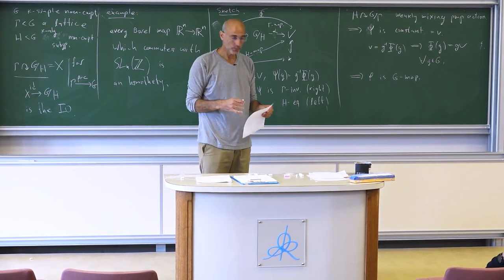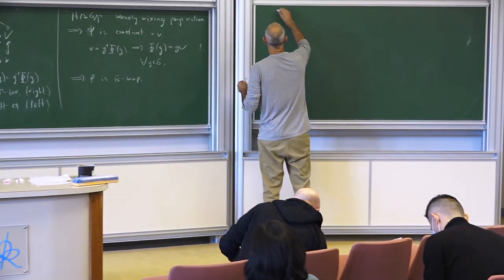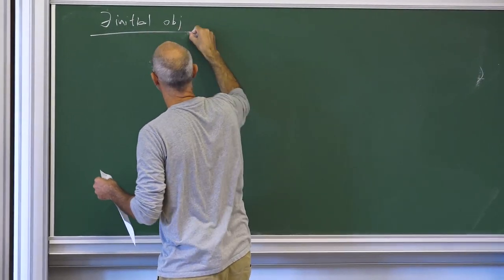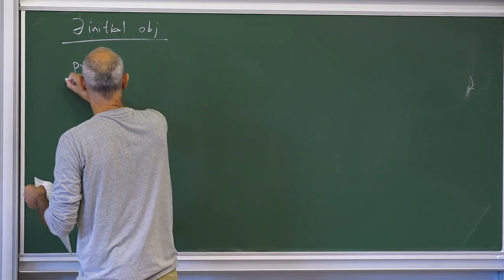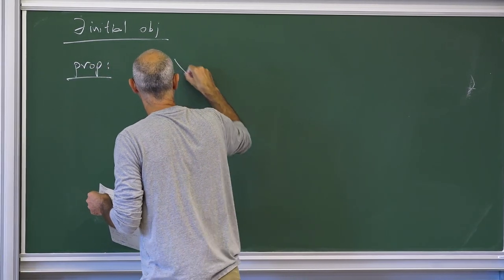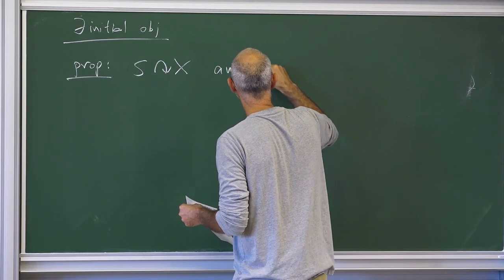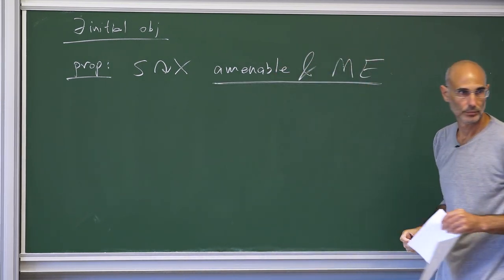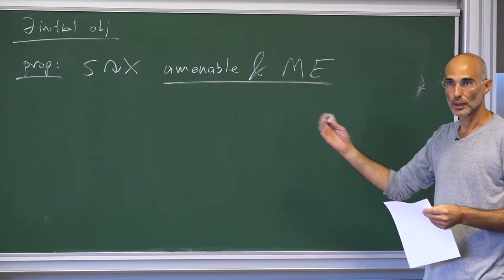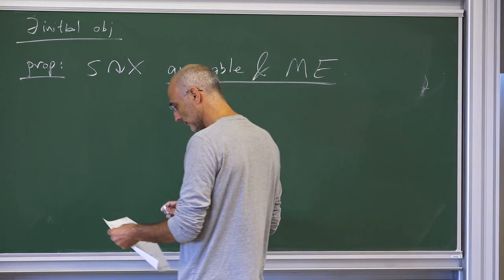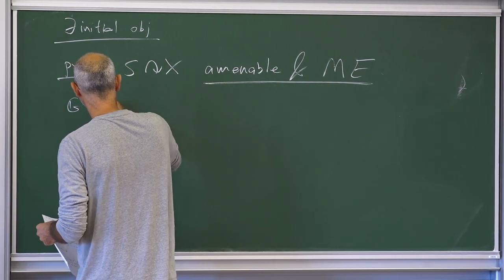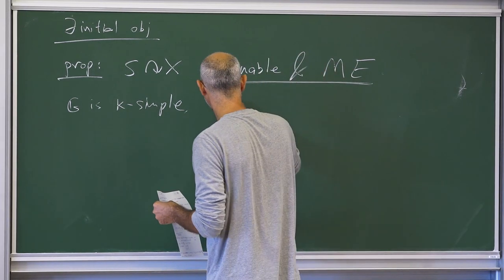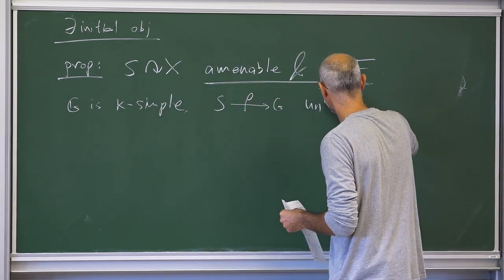And this is a very, very important theorem in this business, or proposition. This is how it appears in my notes: Existence of initial object, that's the title. Assume the action is amenable and also metrically ergodic. This is a pair of assumptions that I emphasized previously. And assume G is K-simple, and rho unbounded.